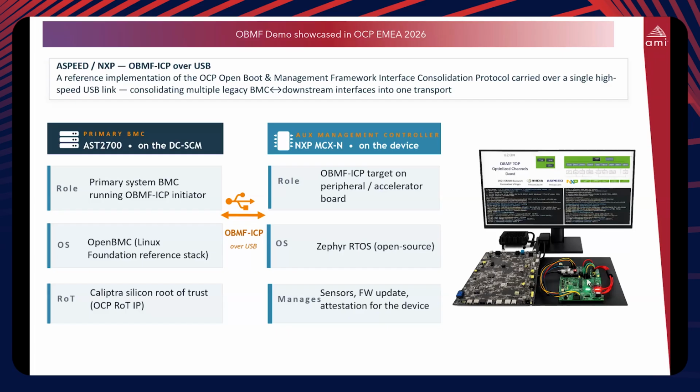So what this is doing is the AST only talks by USB to the NXP. So if you look at this OBMF ICP, that's basically a USB path. And then all the other downstream, like I2C, I3C, is handled by this NXP one. So the BMC is pretty much decoupled from everything that you see here, right? There are some other ones that they showcased at OCP Barcelona. This is just one of the implementation details.